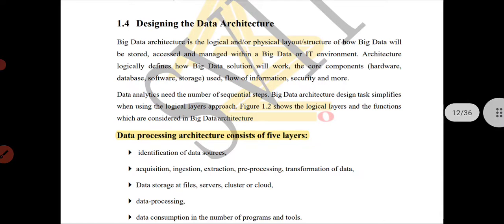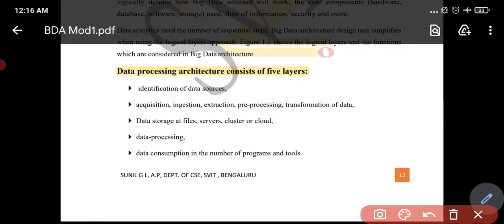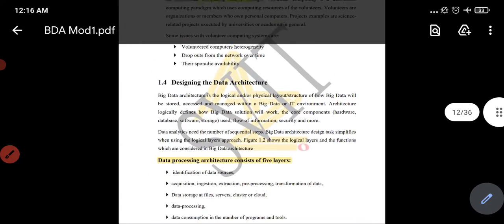And the next one, we have the design of big data architecture.